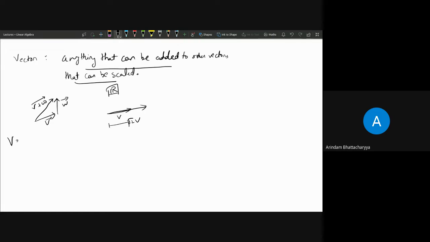And so a vector space is a set of vectors closed under addition and scalar multiplication.